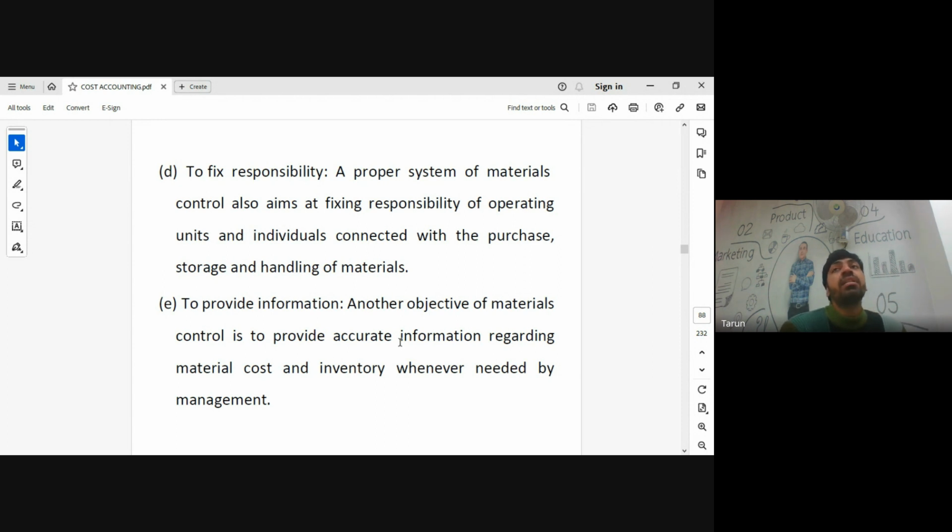The next one is to provide information. A prominent objective of material control is to provide accurate information regarding the material cost and whatever inventory or stock is available, whenever the information is needed. So when the management or the organization team requires any information regarding the materials, supply or material handling, material control fulfills that need by providing the information to the management.